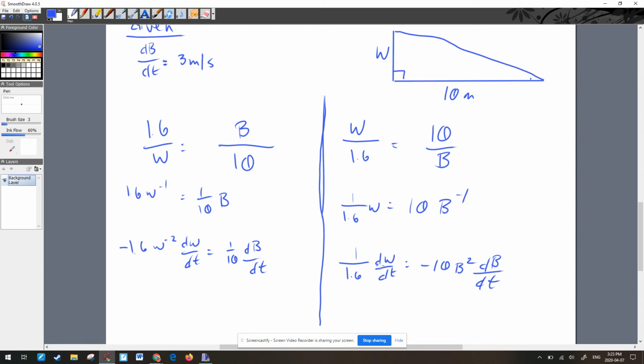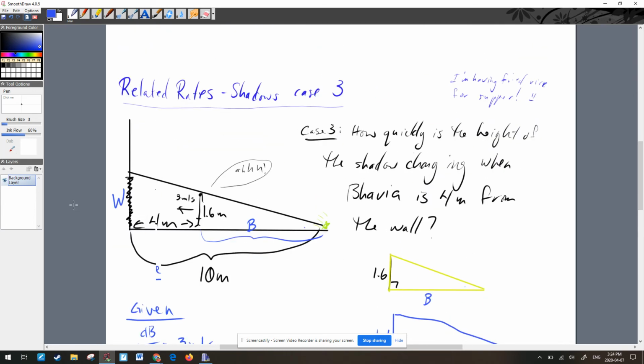So dW, dW, dB, dB. This one has B as a variable, and this one has W as a variable. So it doesn't seem like there's a really big difference. But if we were to follow this one, the left one, through, what would we get? Well, the W is not explicit in the problem. The W is an unknown.